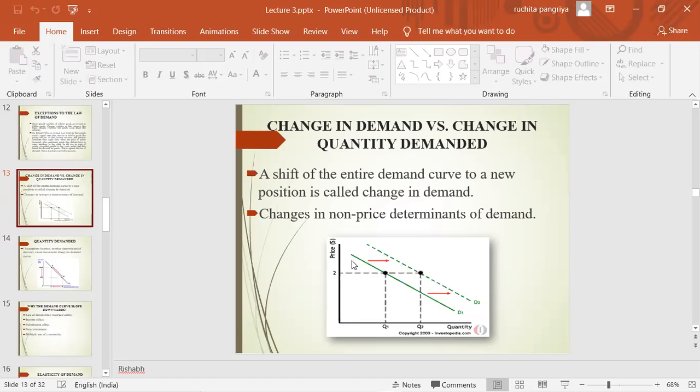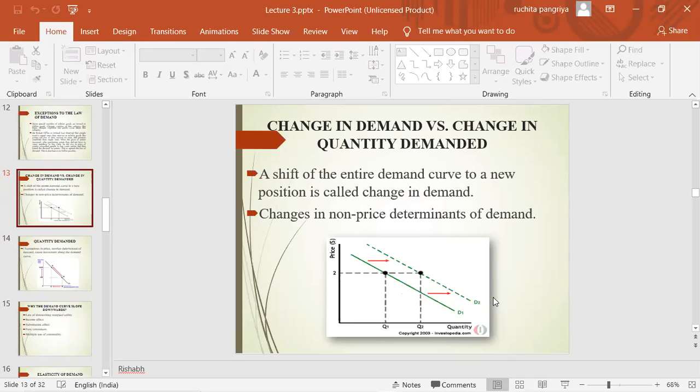Okay, so if the income of a person increases, the entire demand curve will shift to the right, because with the increased income the person can buy more of the good at the same price. Like you can see here, when the income is increasing, at 2 rupees he can purchase more quantity. So the demand curve will shift to the right. When income decreases, the demand curve will shift to the left. Similarly, the advertisement effects also shift the demand curve to the right-hand side.